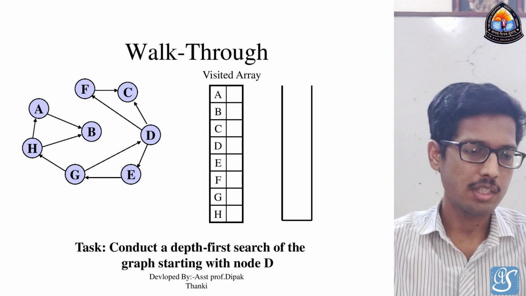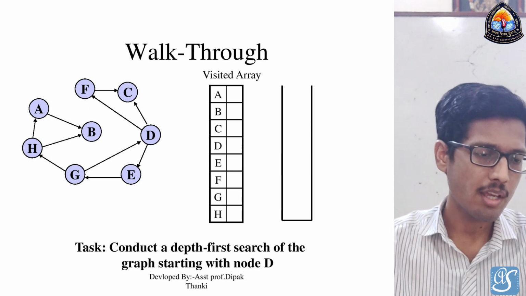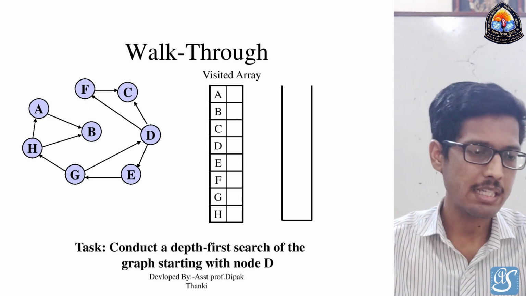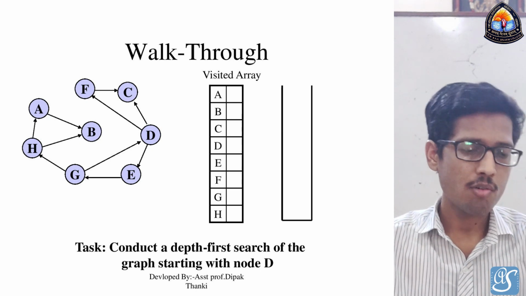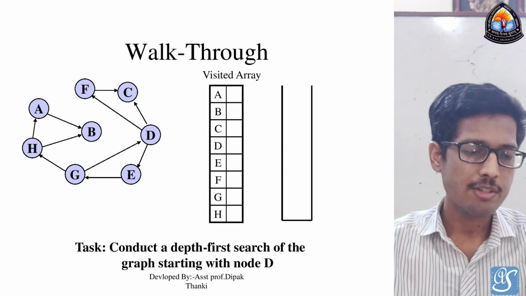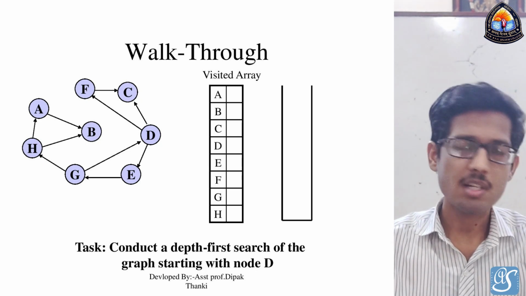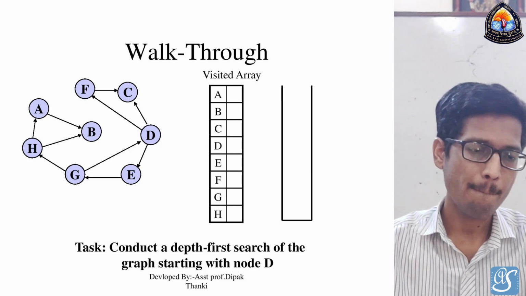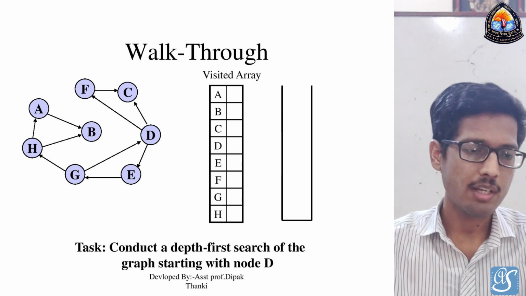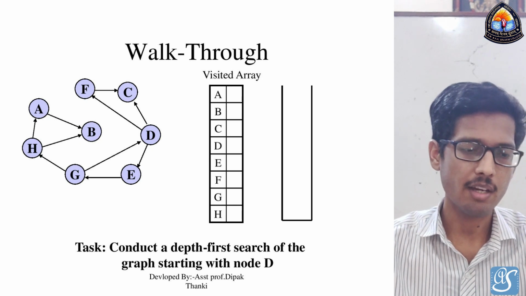Now here see in the example there are lots of nodes and edges given, starting from A, then B, H, G, E, D, C and F. In DFS, first of all we would conduct DFS for the graph starting with node A. In this example I will start my traversing from D. In the second, you can easily see I have given one table for the visited array.